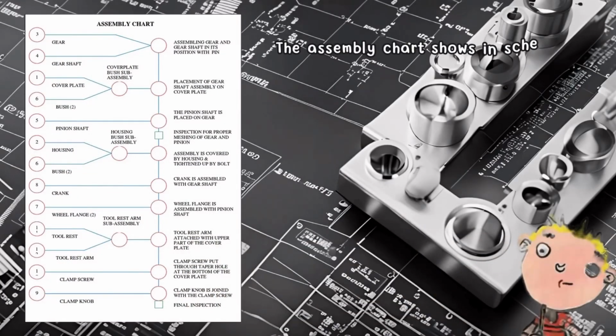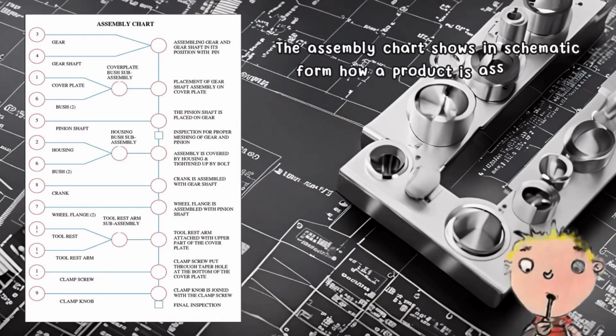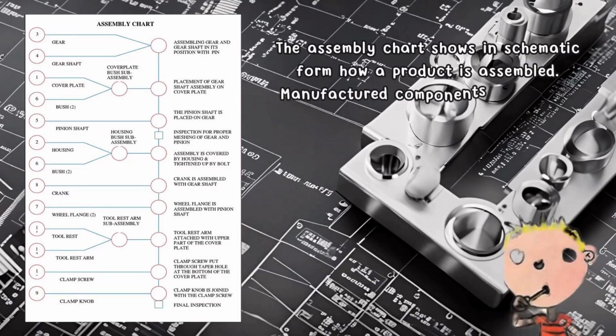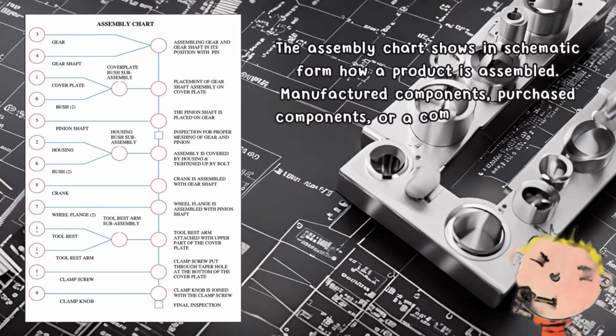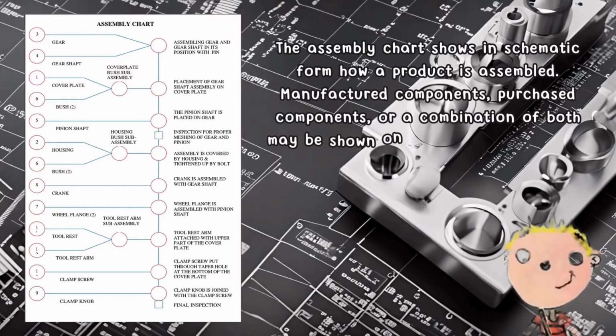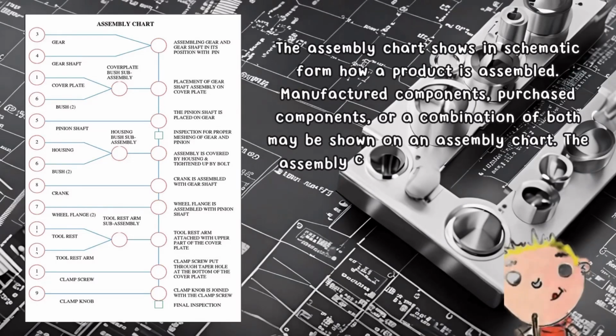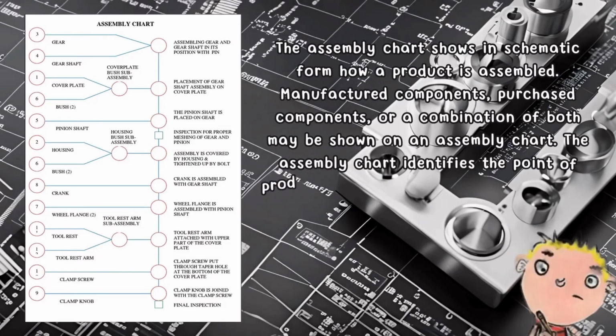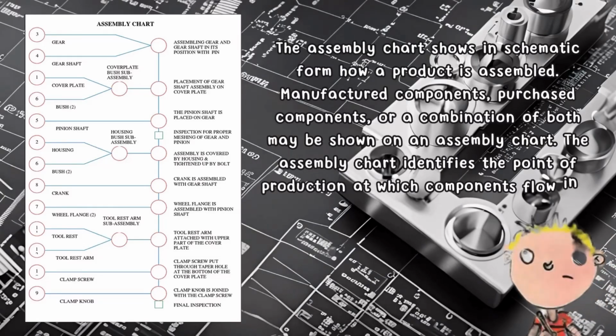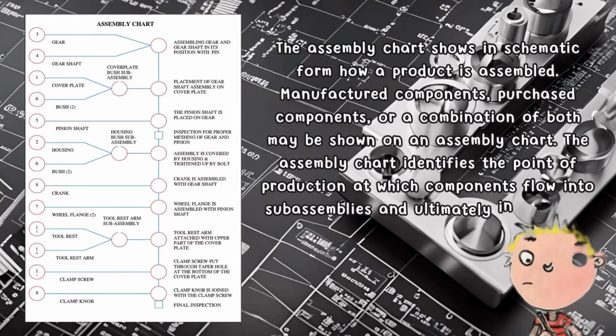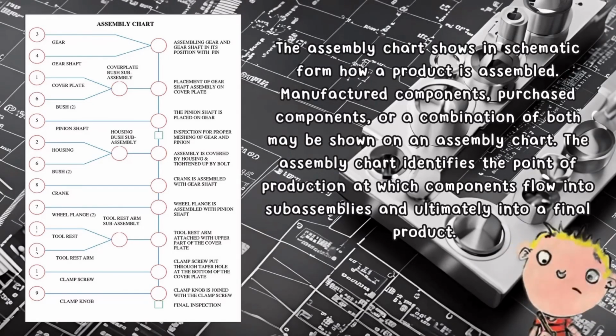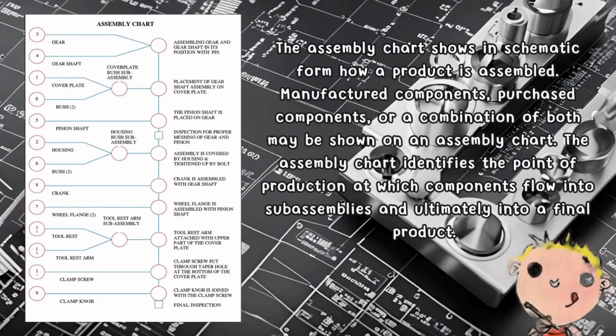The assembly chart shows in schematic form how a product is assembled. Manufactured components, purchased components, or a combination of both may be shown on an assembly chart. The assembly chart identifies the point of production at which components flow into subassemblies and ultimately into a final product.